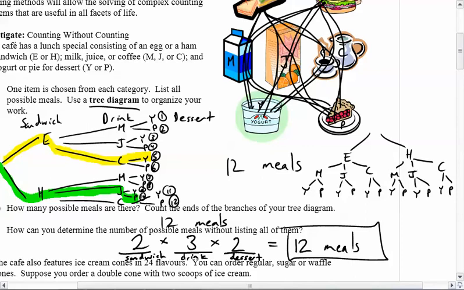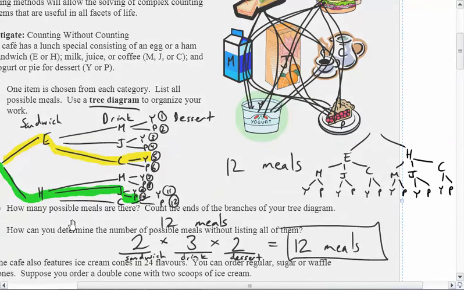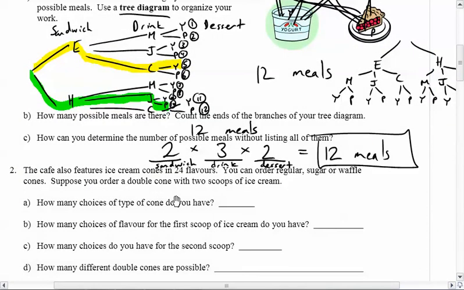So we can use this when there's a lot of possibilities and we don't want to draw a tree that has like 100 branches. So if there's more than a limited number of possibilities, then we can use this principle. So if we go to an ice cream store, there's an ice cream store that has 24 flavors. You can get a cone that's regular, sugar, or waffle. And you can get 2 scoops of ice cream.